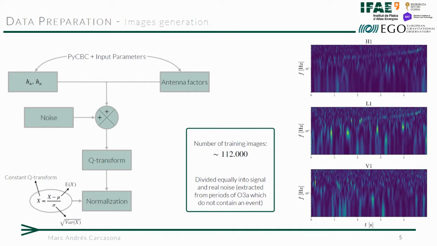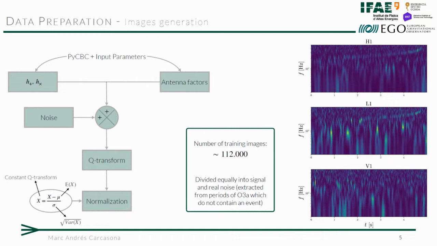So for the noise, we've chosen to use unmodeled noise. So we take real patches of data in which the data quality was good enough and there was no event, of O3A in this case, and we inject the signal into this noise to obtain the strain, and then we use the Q transform to have this two-dimensional image, this spectrogram, and then we use this normalization that you can see here.